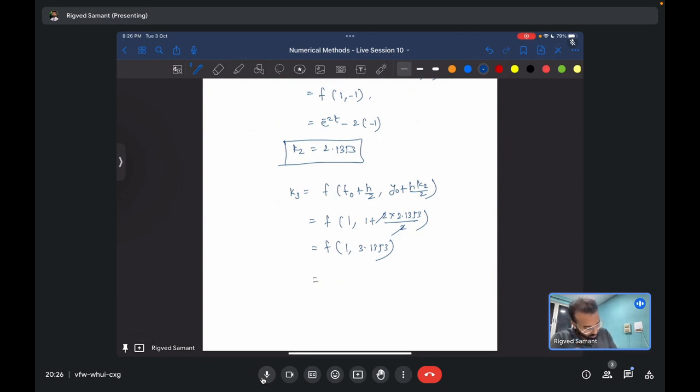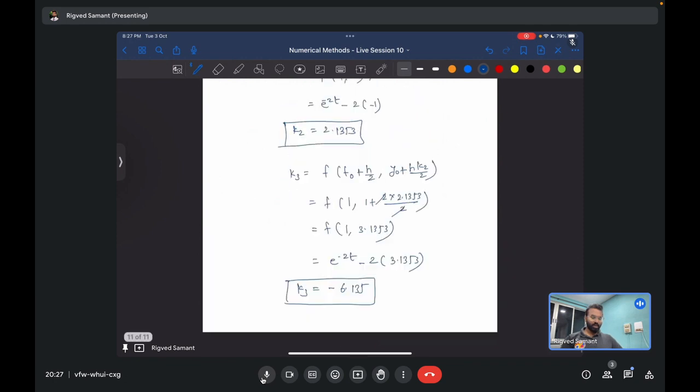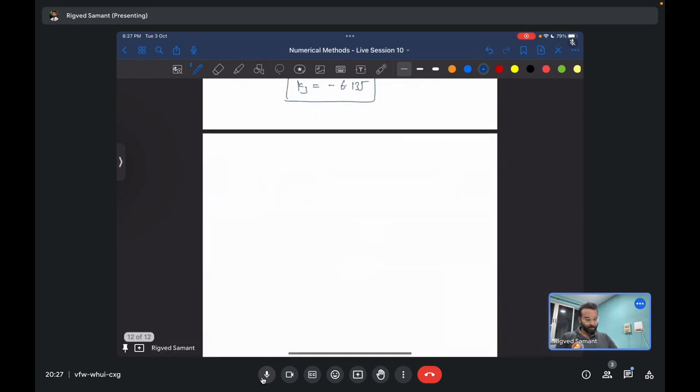So that is nothing but e raised to minus 2 minus 2 into 3.1353. Sorry, 3.1353. So you'll get minus 6.135. This is your K3. K1, K2, K3, now K4.